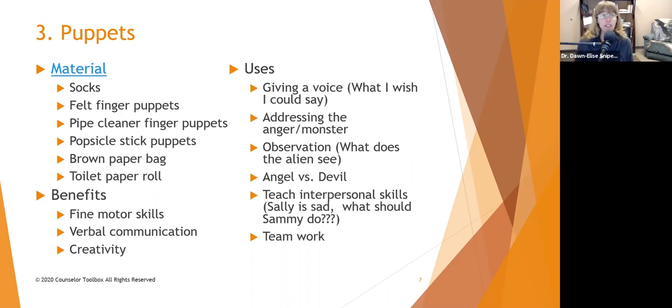Maybe you want the family to all create puppets that are representative of one another. They can't create their own puppet. That could be one way to do teamwork. They could take the puppets and communicate through puppetry a challenge that they're facing as a family. They could act it out.